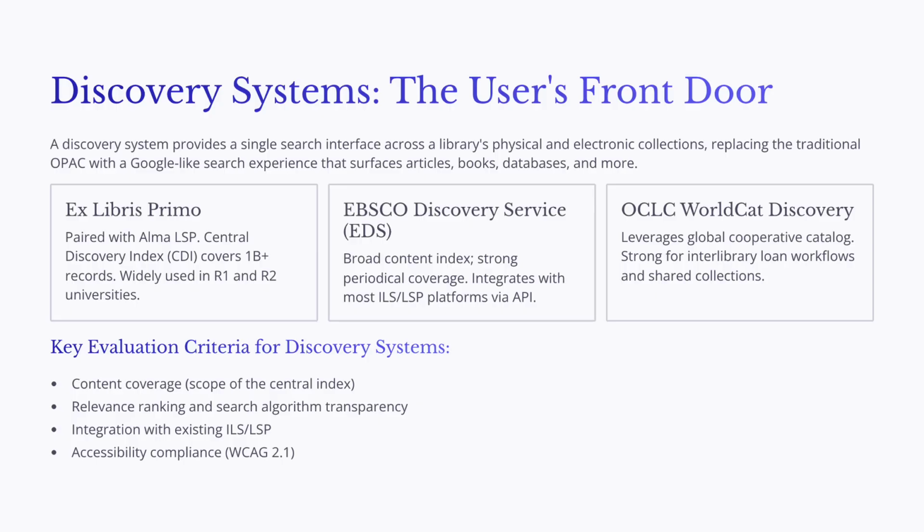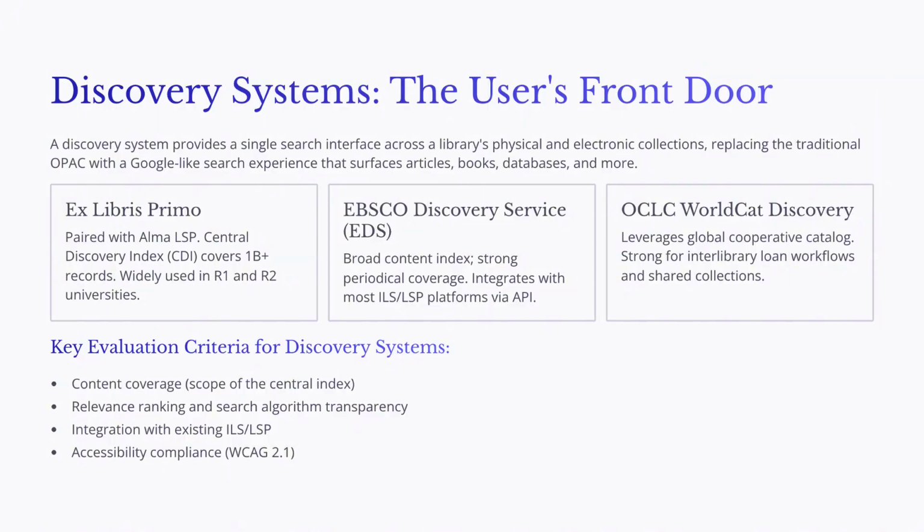These systems all rely on what is called a central index, a massive pre-built index of content that the vendor has aggregated. The scope and quality of that index varies significantly between products. Ex Libris Primo uses the Central Discovery Index, which covers over 1 billion records. EDS from EBSCO is particularly strong on journal content. WorldCat Discovery leans into the cooperative cataloging network.